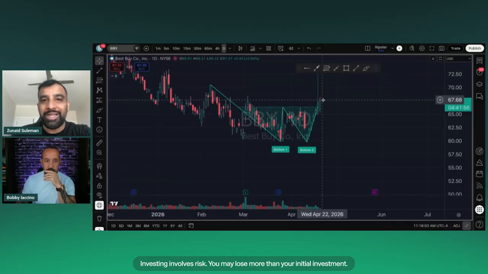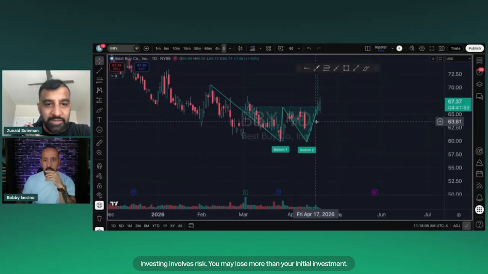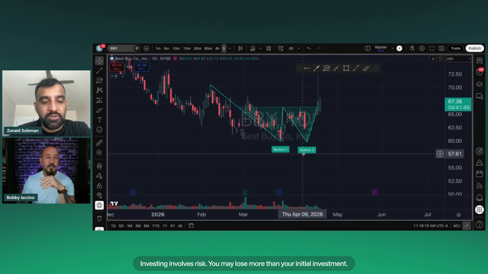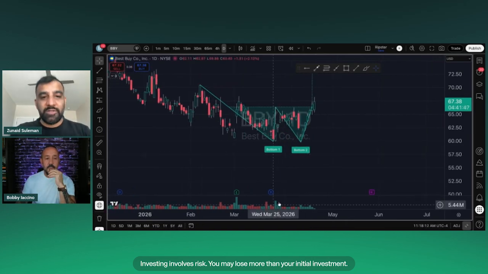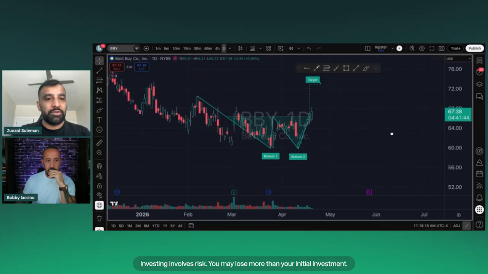And again, folks, we are not telling you what to get into and what not to get into. We're dissecting different kinds of double bottoms and what's a healthy one and what is not. So educational purposes only. But what do you think about this Best Buy double bottom that I found yesterday?